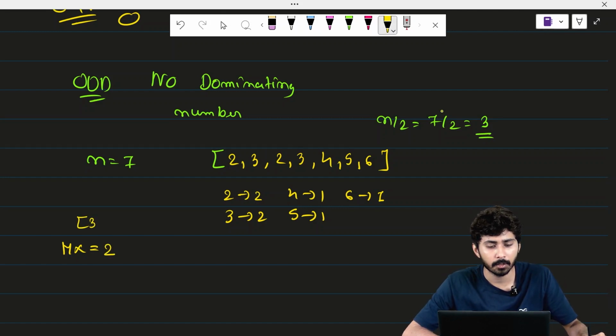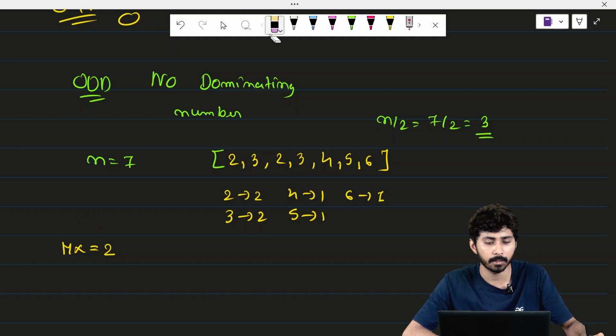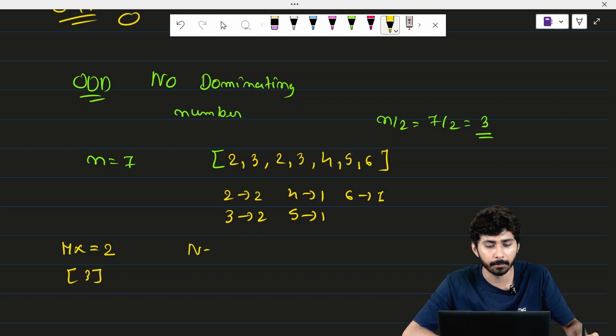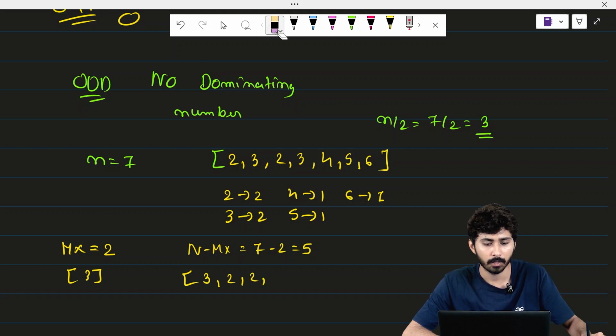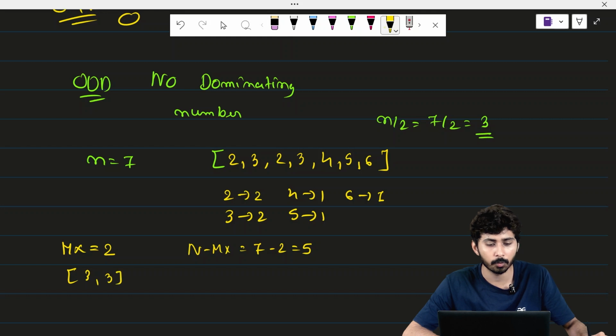So I'll take the element, let's call the element to be 3. I'm selecting now the maximum element to be 3. Okay. What are the remaining elements? N minus mx. So that would be 7 minus 2. That is 5 elements remaining. Now I will be having 3, 2, 2. Sorry, here there should be 2 appearances of 3. Here should be 2, 2, 4, 5 and 6. These are the other elements.